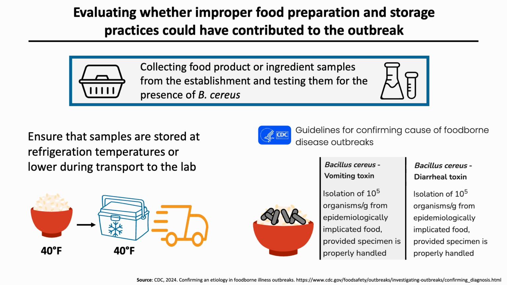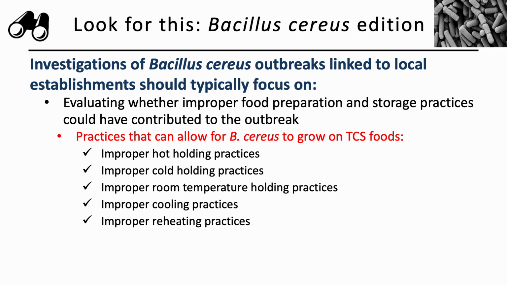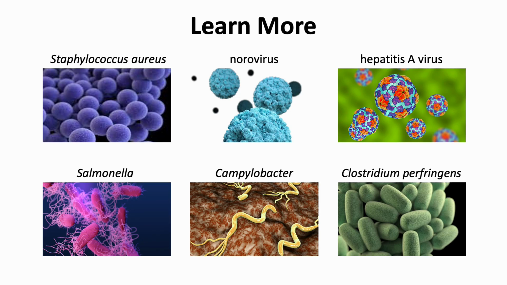B. cereus. In summary, in this presentation, we have covered some of the specific characteristics of B. cereus, as well as key areas that are relevant for environmental health investigators to consider when investigating B. cereus outbreaks linked to local establishments. In addition to B. cereus, check out our other videos in this series that cover key considerations for investigating foodborne illness outbreaks linked to other foodborne pathogens.